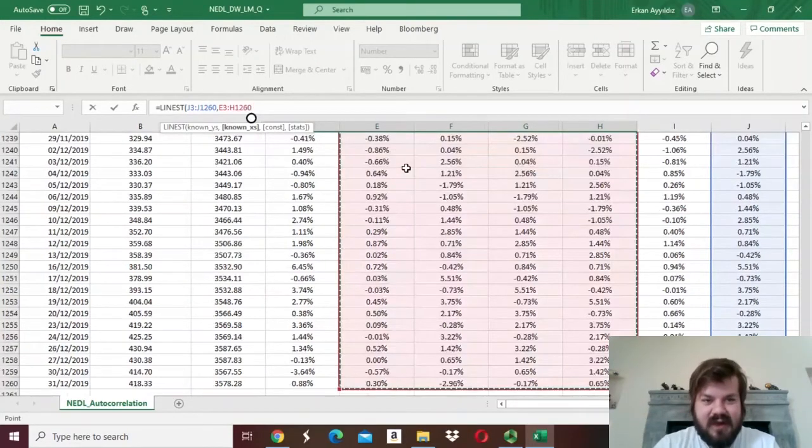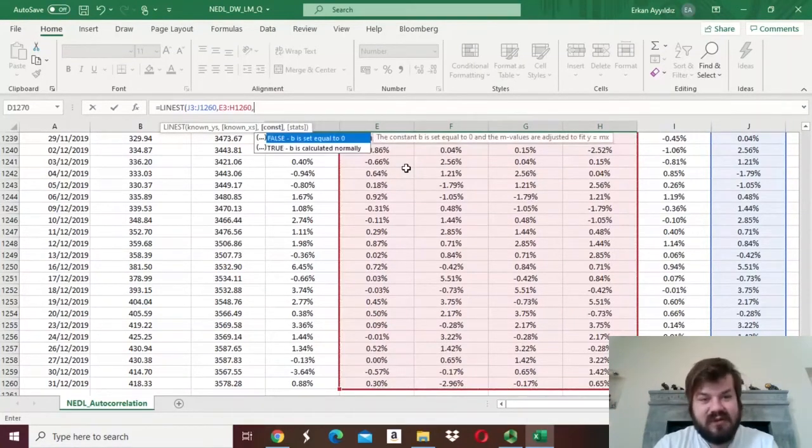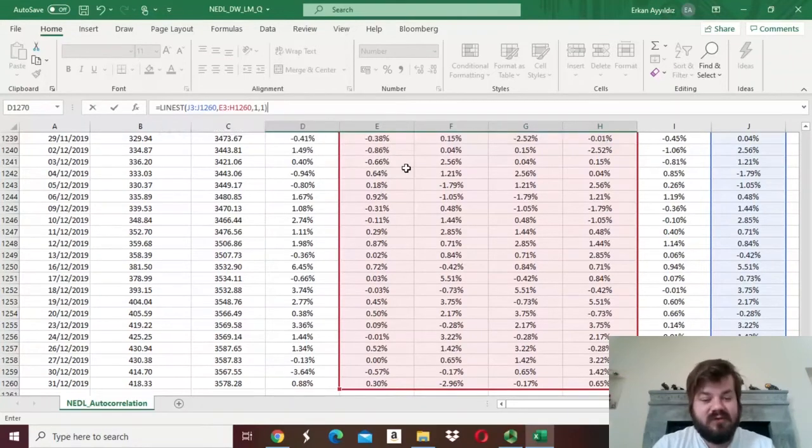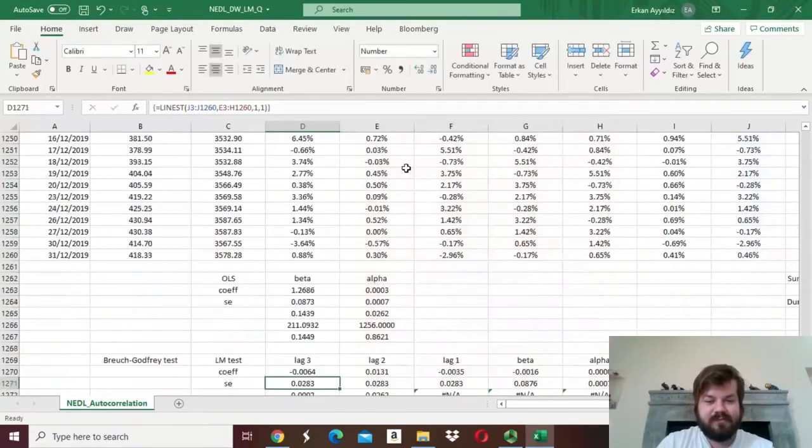So we'll just select our independent variables at that stage. We need the constant, the intercept, the alpha over here, so we put 1, and we need the additional statistics, the additional output, that is standard errors, R-squared, ESS, RSS, and so on and so forth. So we press 1 here as well, and we enforce this formula using Shift, Control, Enter.